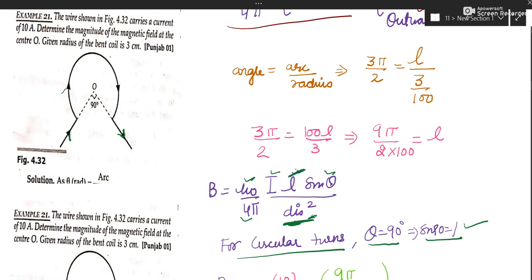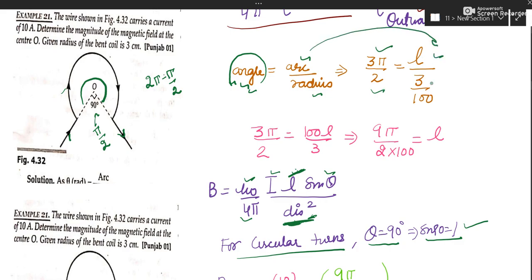What is left is your L. L is the length of the arc. So again we are practicing the same thing: angle is equal to arc upon radius. What is the angle? You will not see this 90 degree; you will see this angle, the angle subtended by the arc. If this is pi by 2, that is 90, so it has to be 360 minus 90. You can take LCM and the angle will be 3 pi by 2. So the angle is 3 pi by 2, the length of arc is to be calculated, and the radius is 3 centimeter.